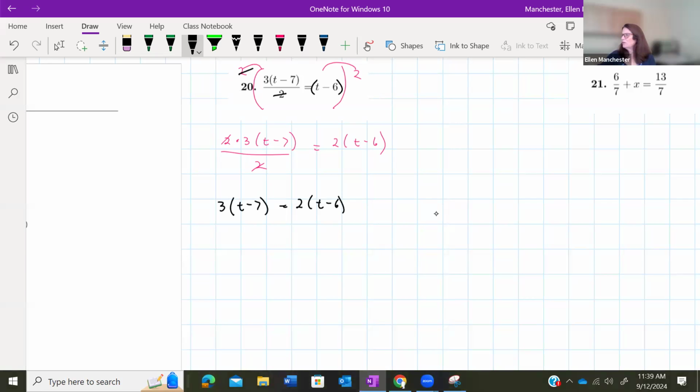Do you have a question? Okay. You look like you were disgusted. So because I have this divided by 2, the opposite of dividing by 2 is multiplying by 2, right? So when I multiply by 2, that cancels the denominator. But whatever I do to one side, I have to do to the other. So that's why I multiplied this side by 2. Okay.